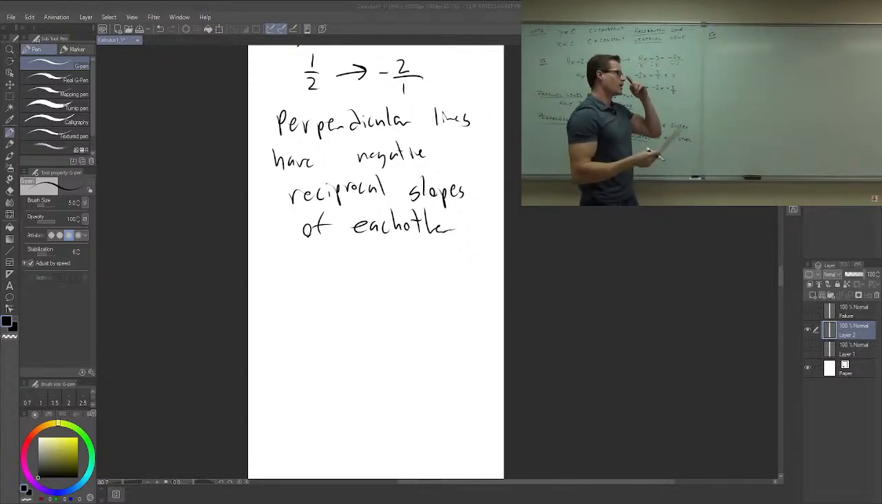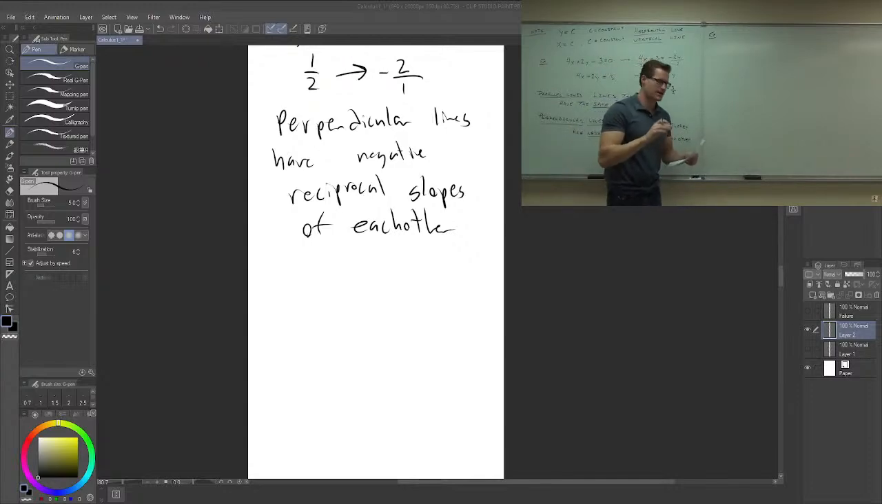So let me say that I want to find the equation of a line that passes through this point.